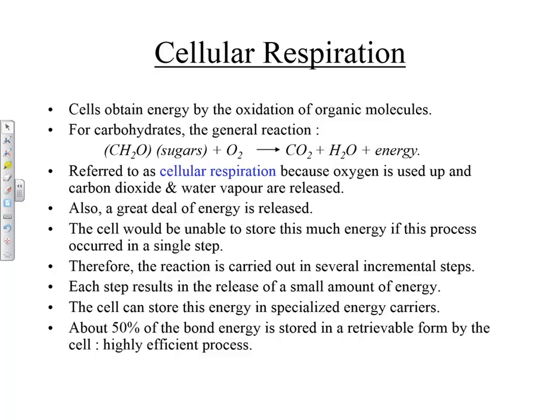So a little bit of energy is released. That's stored in that molecule. Remember I spoke about the triphosphate, it's going to get stored in the triphosphate. So the reaction takes place slowly so that the energy is progressively stored. Each step results in the release of a small amount of energy, and the cell can store this energy in specialized energy carriers. In fact, about 50% of the bond energy stored, let's say in the sugar, will be stored in a retrievable form by the cell. And this is a highly efficient process. 50% of the bond energy is stored.